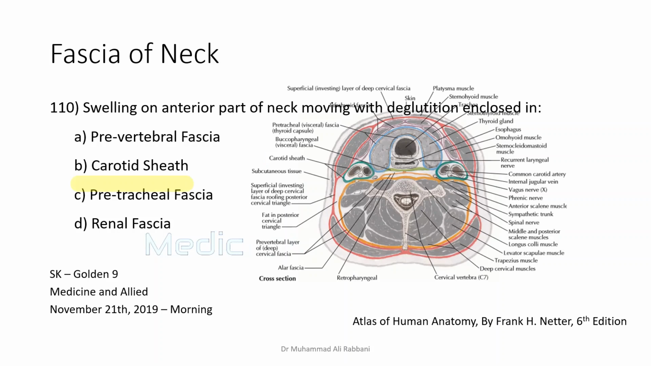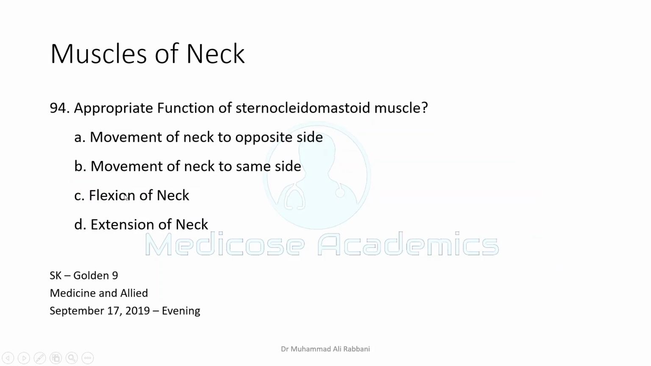Again, the same answer: prevertebral pretracheal fascia. The marker has been a little off here. Appropriate function of sternocleidomastoid. For the purpose of part 1 examination, you are very rarely asked about the attachments of the muscles. Very rarely. It is once in a blue moon. What you are asked is basically the nerves supplying the muscles and the functions of the muscle.